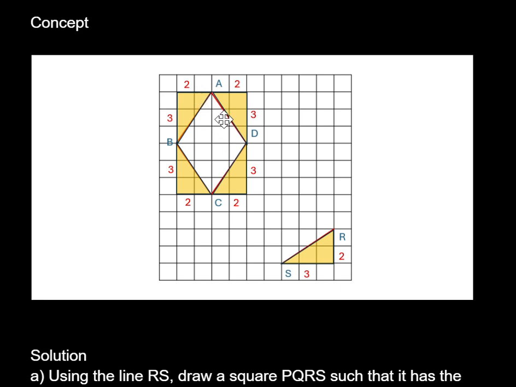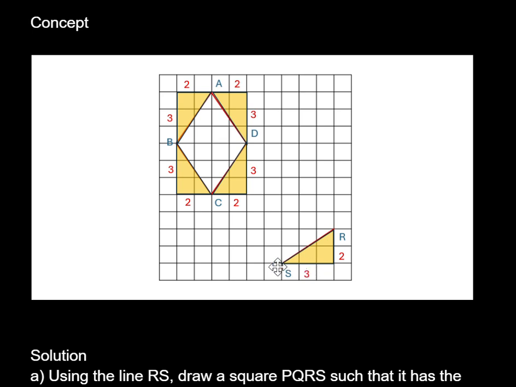From there I can safely say that the length here is equal to the length here. If you look at the rhombus, the four sides are exactly the same. So they are 3 squares and 2 squares, 3 squares and 2 squares. Now look at the line that was given, RS. RS also has the same concept of 3 squares and 2 squares.